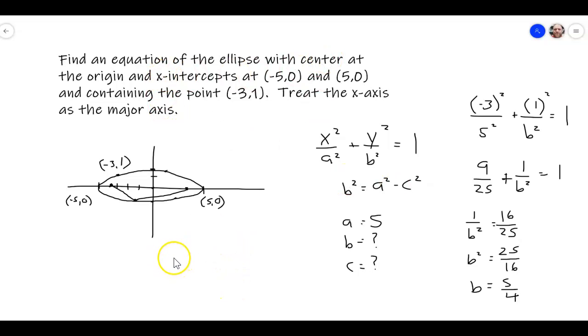So the equation is going to end up looking like this. x squared over a squared, which is 25, plus y squared over b squared. We can write b squared as 25 over 16, so y squared over 25 over 16 is equal to 1. And that would be the equation there.